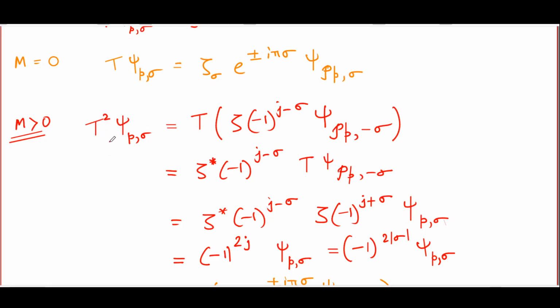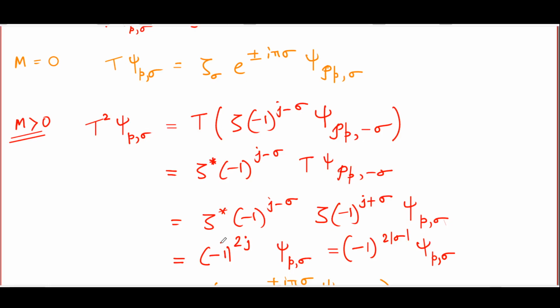So T squared acting on psi p sigma is actually psi p sigma back with minus 1 to the 2j as an overall factor. Remember, j can also be half of an odd integer, so minus 1 to the 2j is not necessarily always plus 1. And that is going to be a very important point in what is going to come.